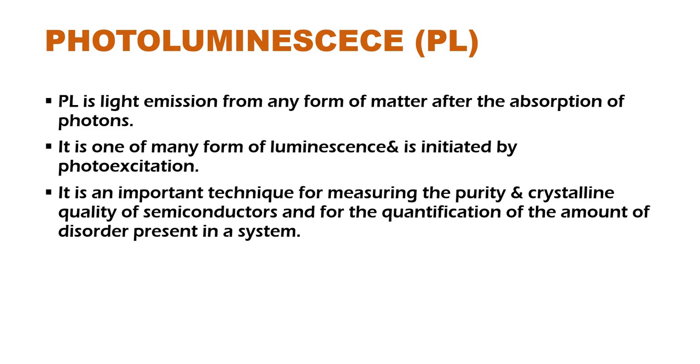So next is photoluminescence, which is measured using a spectrofluorometer. It is one of the types of luminescence. Photoluminescence or PL is light emission from any form of matter after the absorption of photons, that is electromagnetic radiation. It is one of many forms of luminescence and is initiated by photoexcitation, that is excitation by photons.